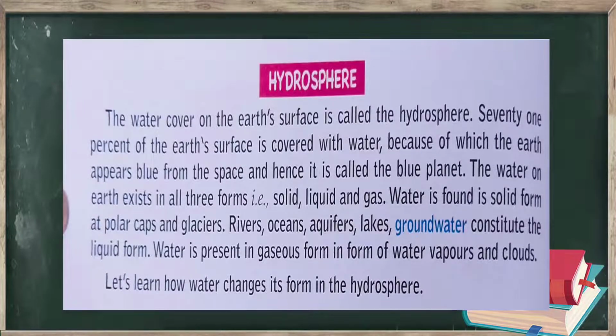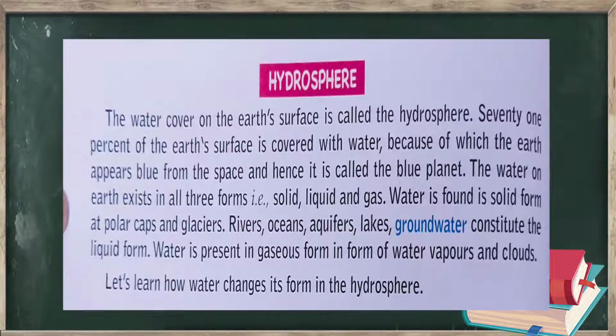The hydrosphere is the water-covered area on the earth. We know that 71% of the earth is covered with water, because of which the earth appears blue from space, and that's why it is called a blue planet. The water on earth exists in three forms: solid, liquid and gas. Solid is ice, liquid is water, and gas is vapor.